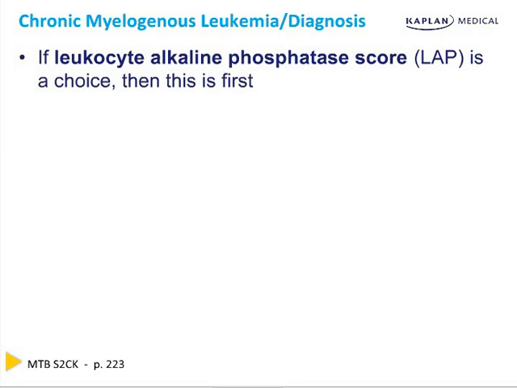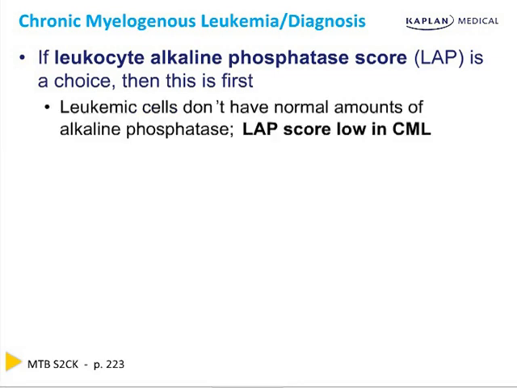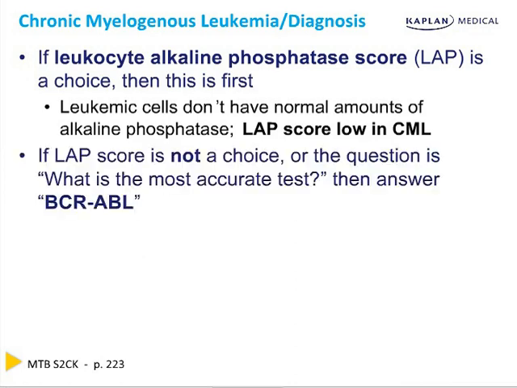If the leukocyte alkaline phosphatase score, the LAP score, is a choice, then this is first. Leukemic cells don't have normal amounts of alkaline phosphatase. Alkaline phosphatase is a characteristic of normal cells. Normal cells have alkaline phosphatase, and therefore, if your white count is up as a reaction to another infection, you'll have a high alkaline phosphatase score. Now, leukemic cells don't have a normal amount of alkaline phosphatase, and the LAP score is low in CML.